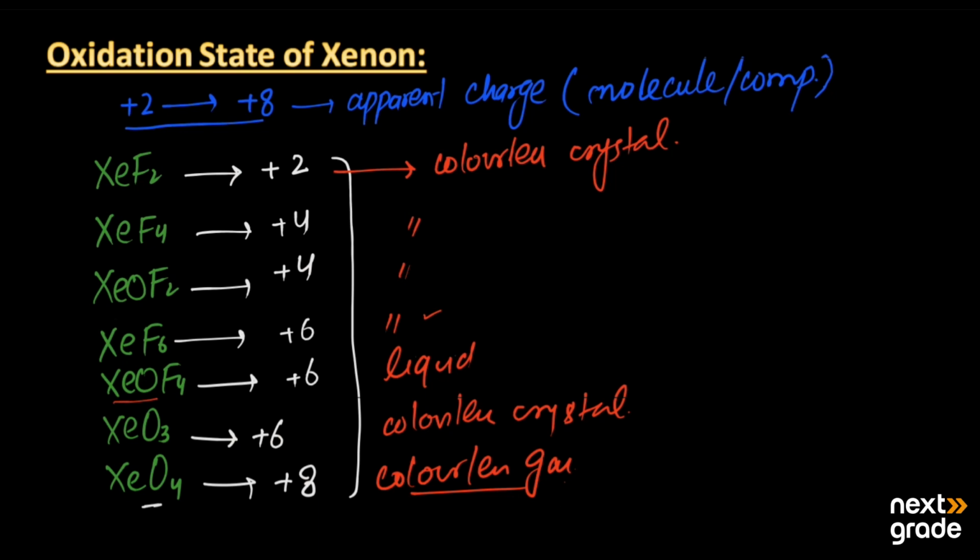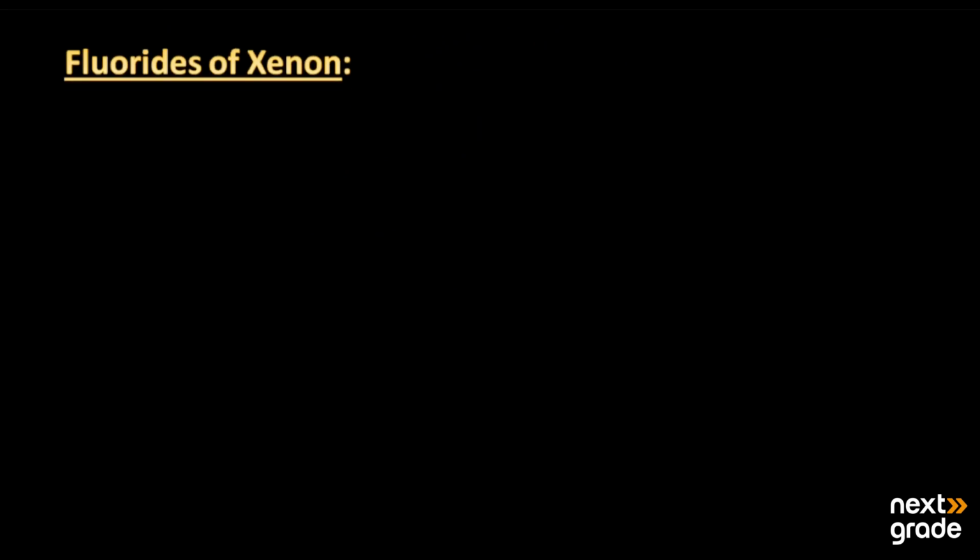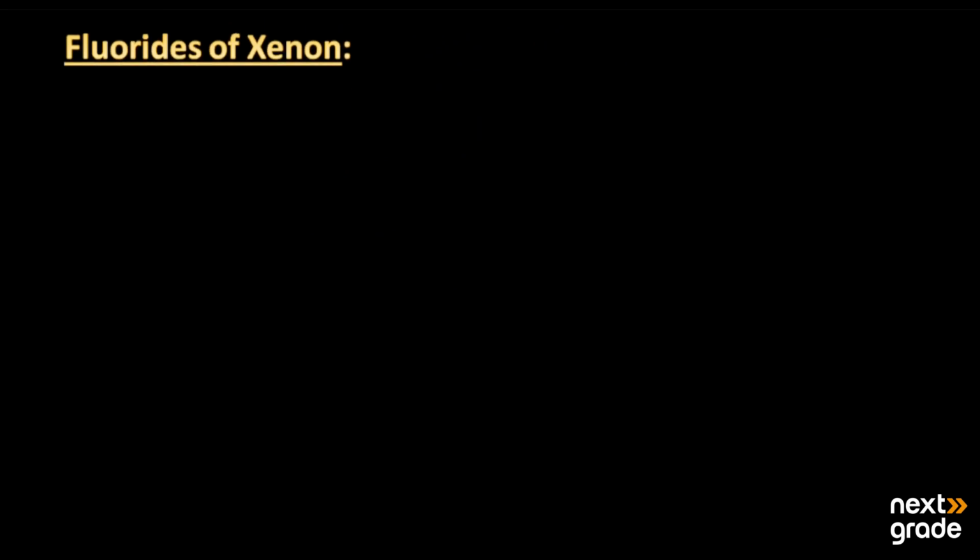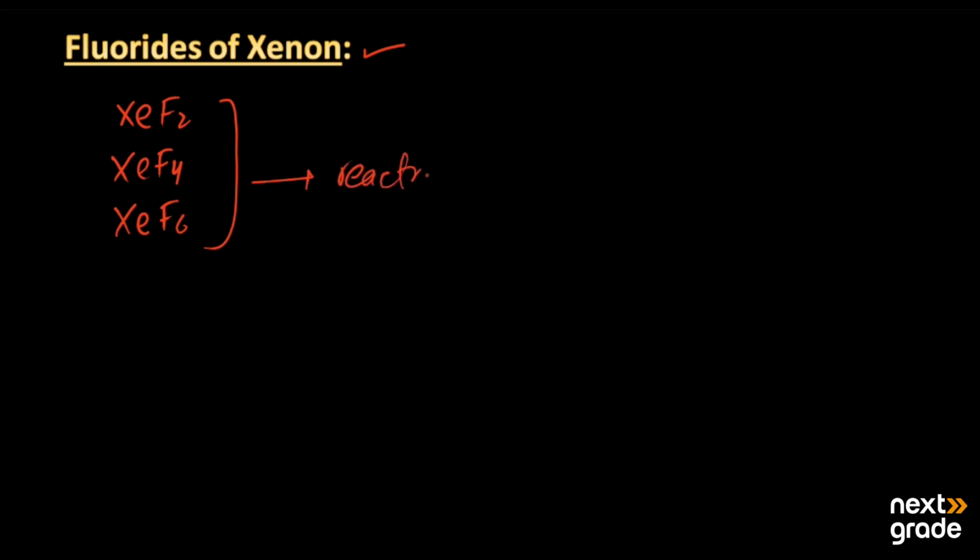After this, we have the fluorides of xenon. Fluorides of xenon are basically compounds of xenon formed when reacting with fluorine. We have XeF2, XeF4, and XeF6. These are called the fluorides of xenon. They can all be prepared by different types of methods, and when these compounds are removed, they can have immediate reactions with different compounds.